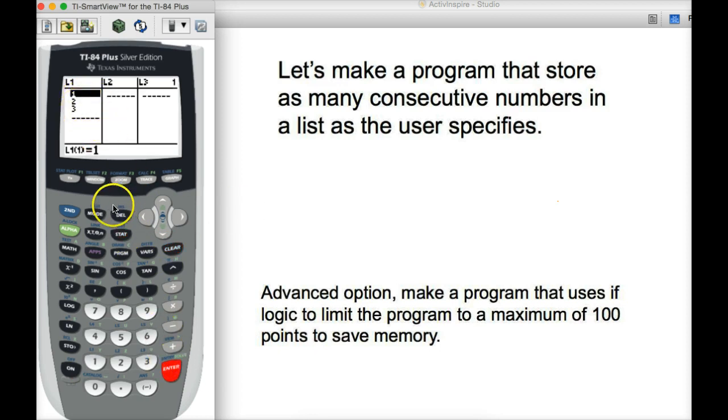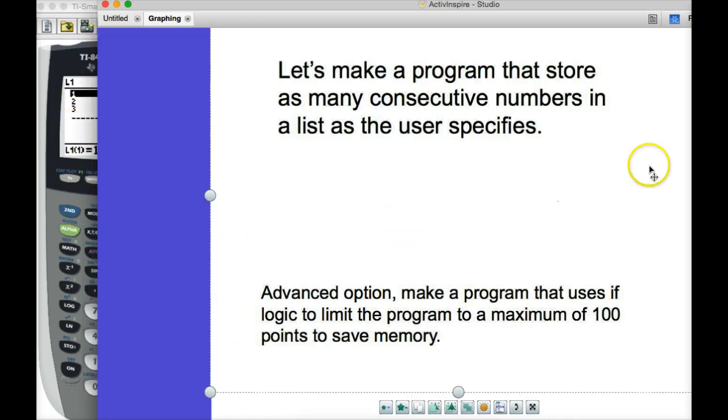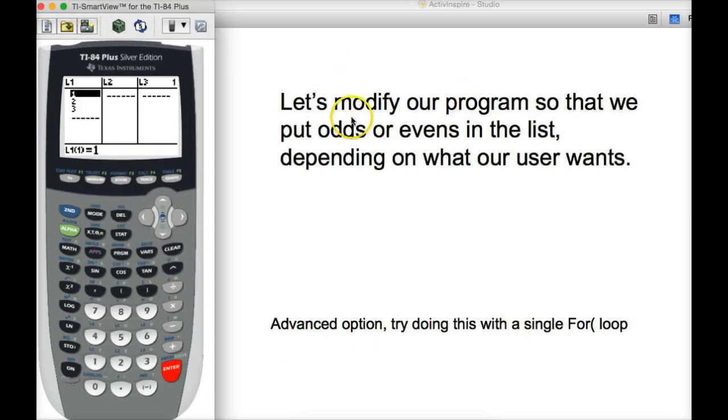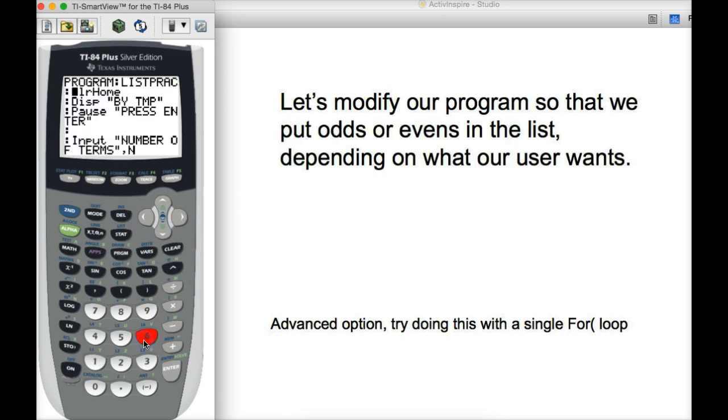Now this isn't a terribly interesting program. It just takes consecutive numbers and puts them in here. So that's not really our challenge. Now our challenge is to put evens or odds in depending on what our user wants. So we're going to modify list practice to determine whether they want even or odds. All right, so we're still going to have clear list.